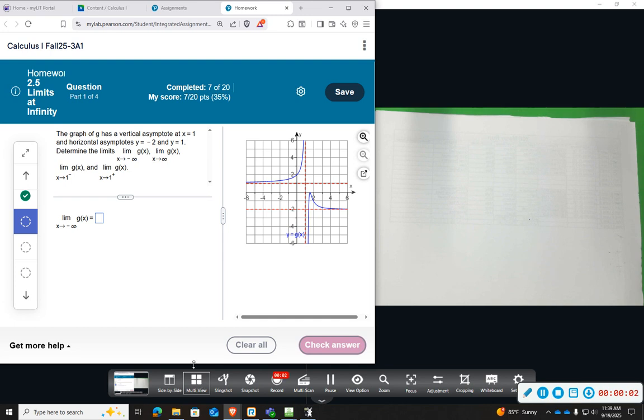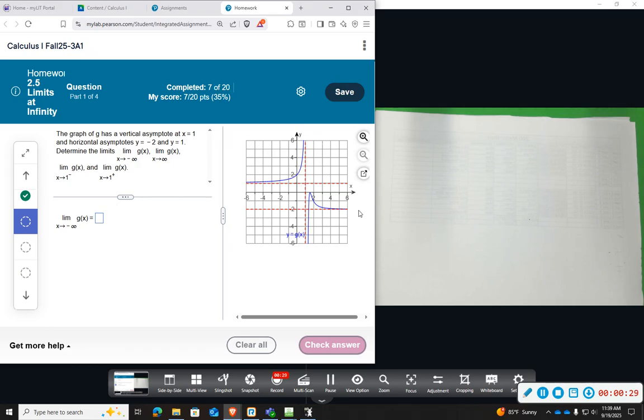All right, number 8, we want to use the graph of G. It has vertical asymptote at x equals 1, horizontal asymptote at y equals -2 and y equals 1, and we want to find the limits of g of x as this function goes to -infinity, positive infinity, to 1 from the left, and to 1 from the right.